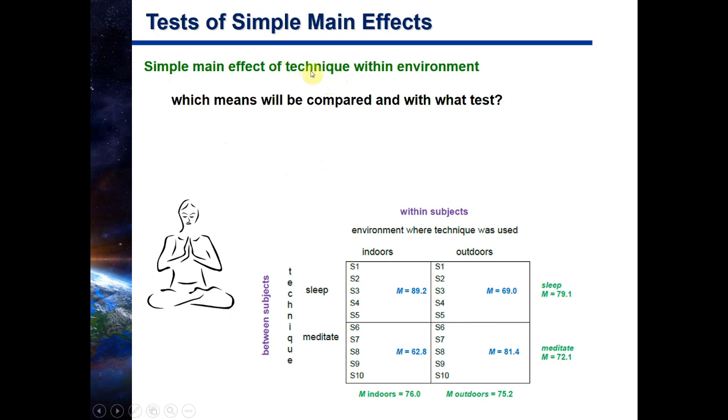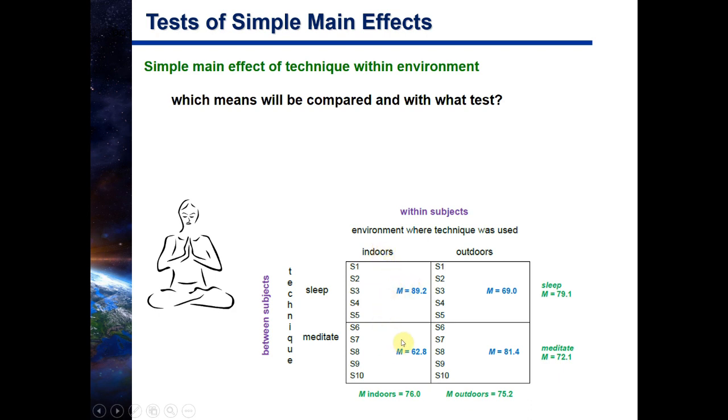You've got to figure out which means are being compared. The simple main effect of technique, whatever is here, tells you which means are going to be compared. So we are comparing the means for technique, which means we're going to be comparing sleep and meditate. This last variable tells you how we're going to break it down. We're going to break it down by environment. So we're going to compare sleep versus meditate within only indoors. So we're going to compare these two means.